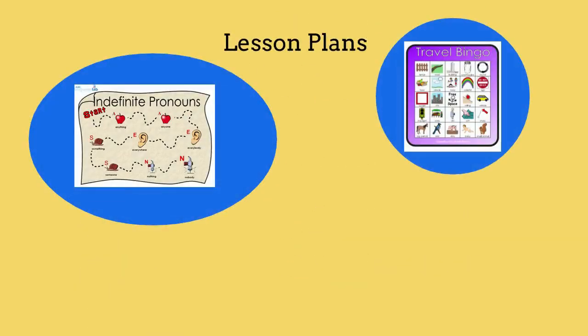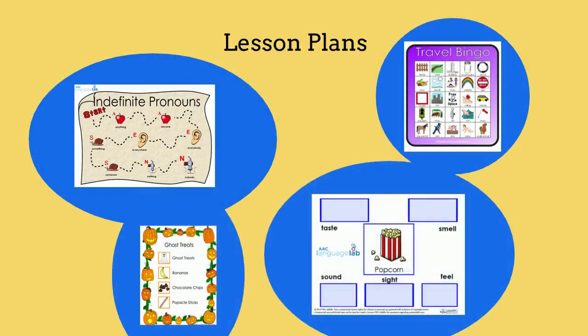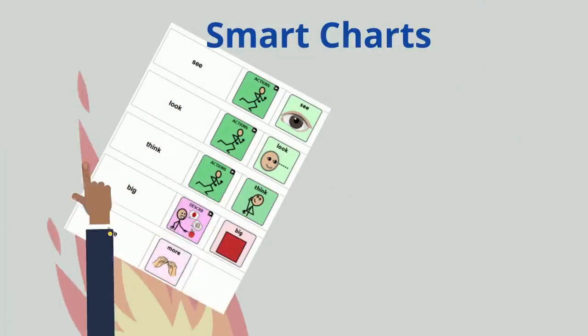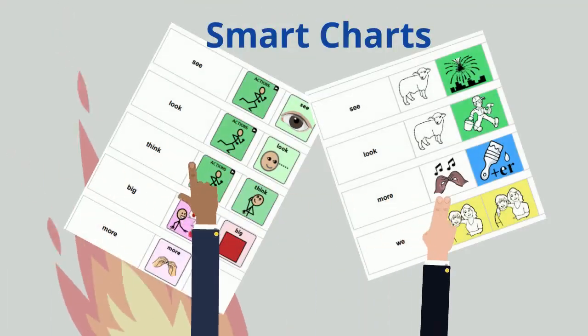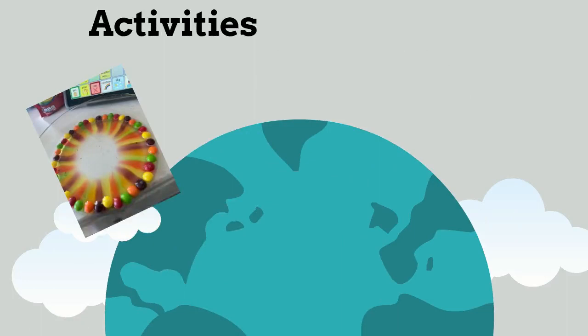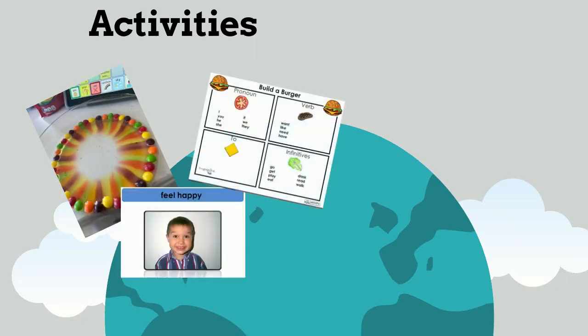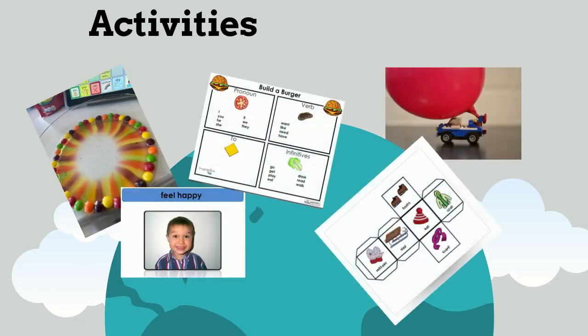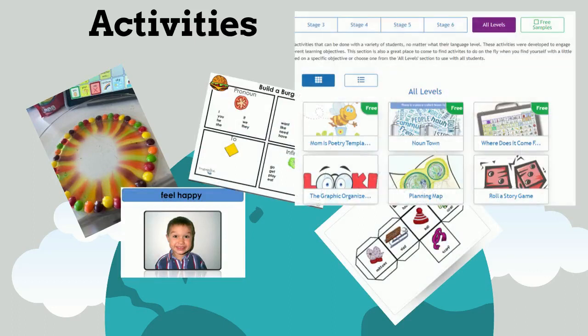Lesson plans are organized by language objectives. Guided lesson plans help a student get more practice or move forward. Smart charts can be generated to create high-resolution icon sequences. You can use these to help both students or staff. The lab also has a bank of fun, engaging activities that can be used with a student using AAC and their peers.